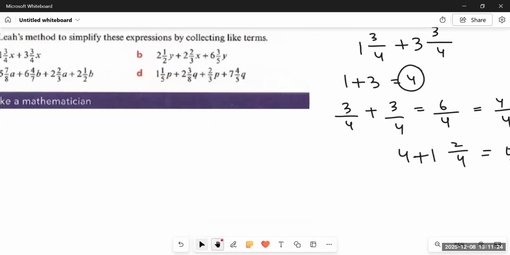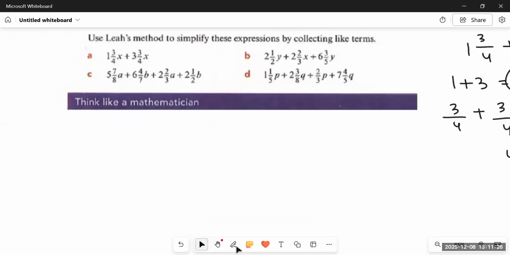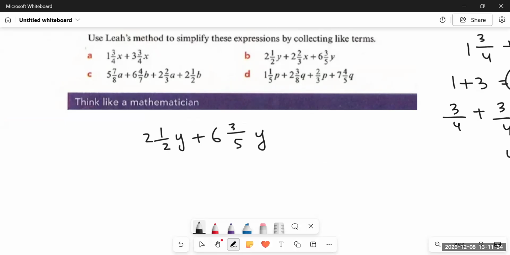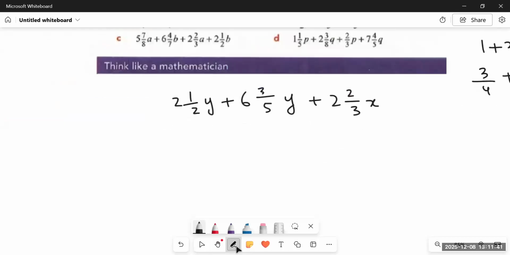Now, in the second part, we have 2 whole 1 over 2y. We'll combine it with another y, that's 6 whole 3 over 5y. And we'll keep plus 2 whole 2 over 3x separately. Why? Because it's an x. So we simply have to combine these two terms and simplify them.